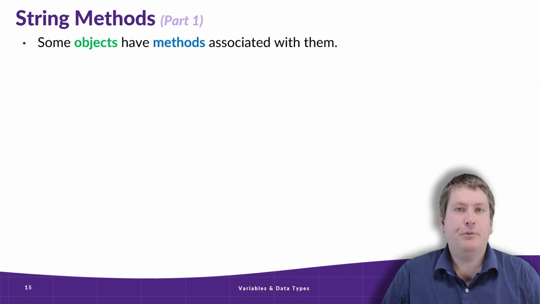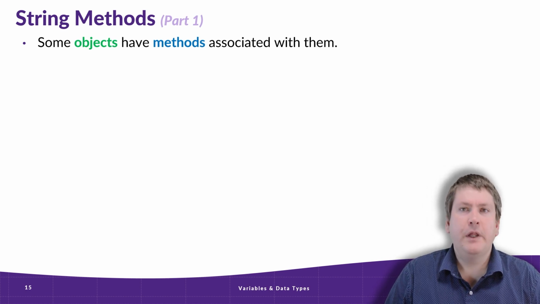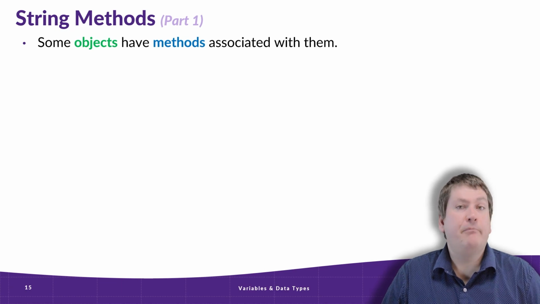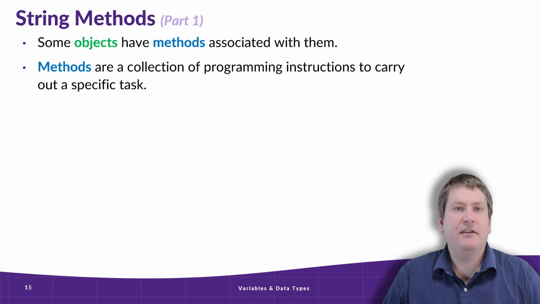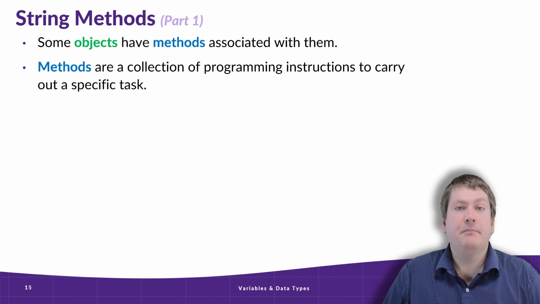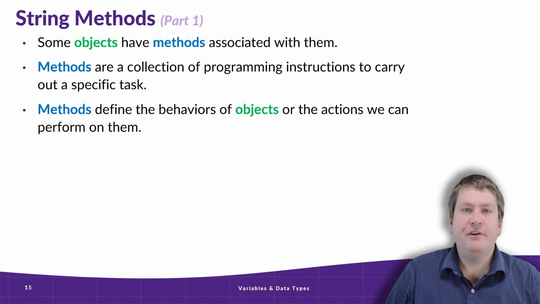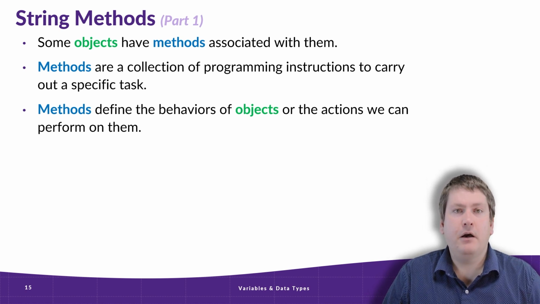In addition to string operators, there are also a number of very helpful string methods. But what are methods? I've mentioned that a few times, but I haven't really elaborated. Well, as I mentioned in a previous video, objects can have methods associated with them. Methods are collections of programming instructions that carry out some specific task on that object. They define behaviors an object performs as well as actions we can perform on that object.